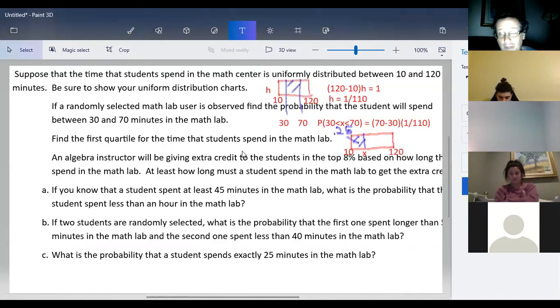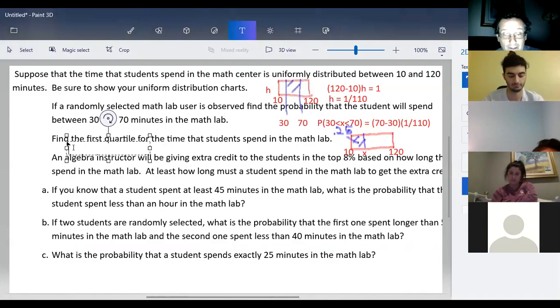And now it's time for a little algebra. The area is 0.25, right? But now remember, how do you find the area of a rectangle again? What's the formula? Base times height. Exactly. What's the base of this blue rectangle? x minus 10. Exactly, x minus 10. We're going to have to do some algebra here. x minus 10. The height is still going to be 1 over 110. That doesn't change. And the area is 0.25.